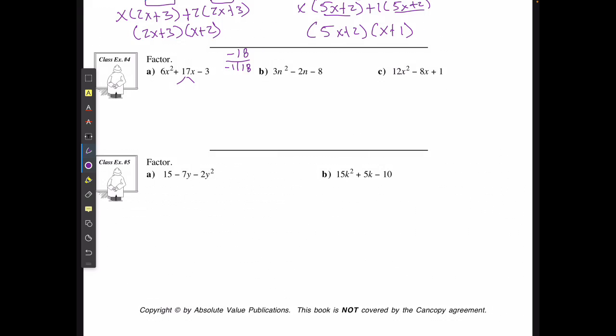Doesn't matter which order I do this in, so I could say that it's 6x squared, and I can either say minus x plus 18x, or I could say plus 18x minus x. It's still going to factor down to the same two factors. So minus x plus 18x minus 3. Factor by grouping, and I get x and 6x minus 1, and positive 3 and 6x minus 1. Do a quick check that these are the same, which they are, and I get 6x minus 1 and x plus 3.